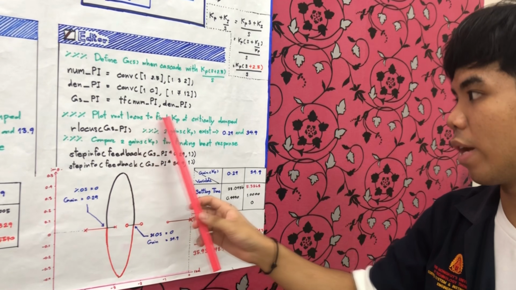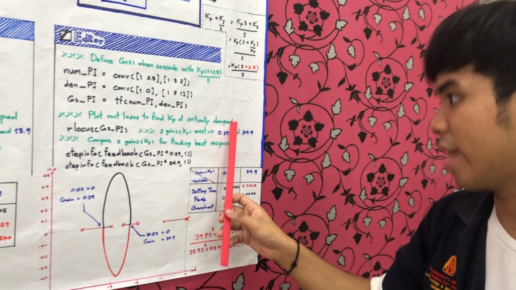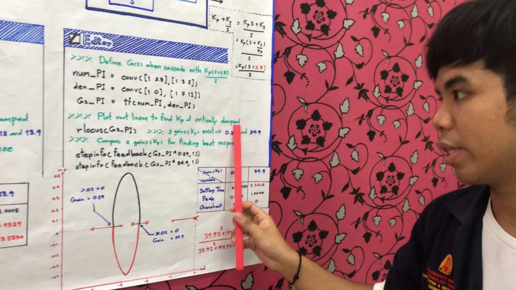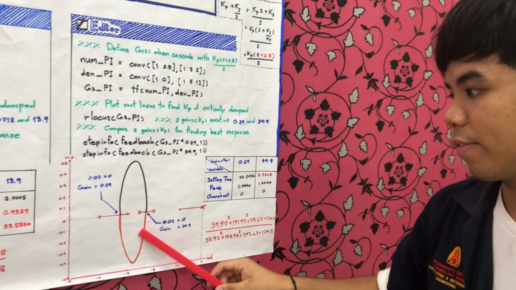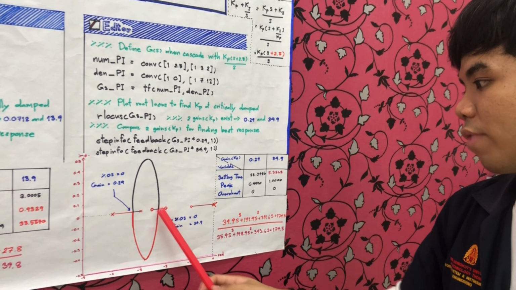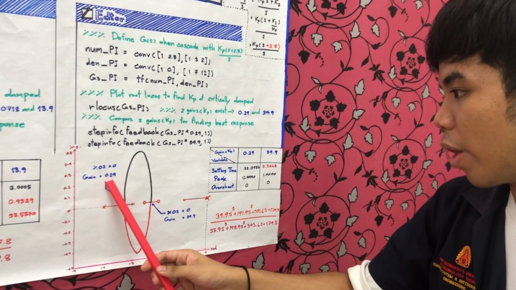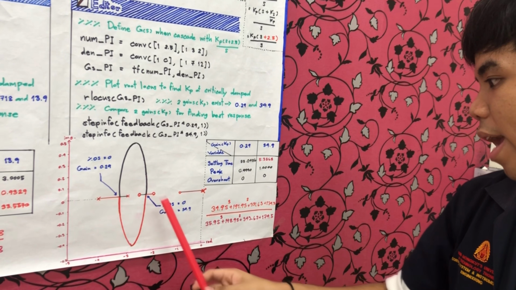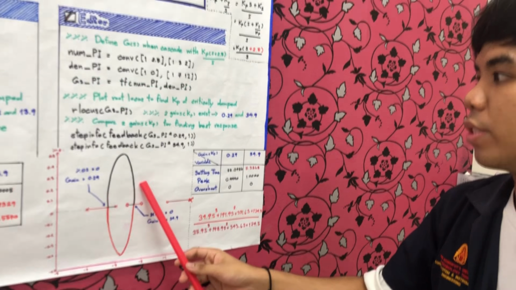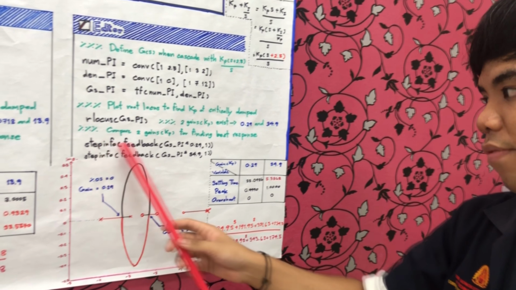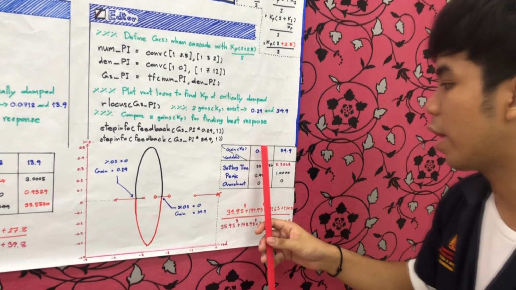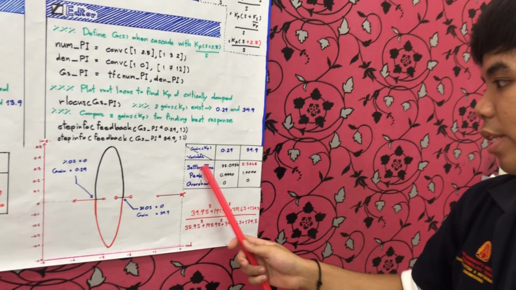After that, we use the root locus to find the gain of critically damped because we want to find the best response. So we use rlocus. We got this graph, and this graph shows us the two positions of the critically damped, which are 0.29 for the first position and 34.9 respectively. So we have to compare by using stepinfo for each gain. We got the three parameters which are settling time, peak and overshoot.